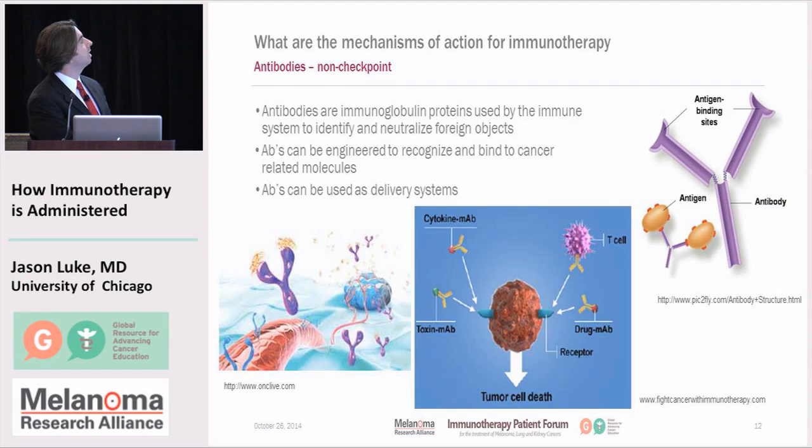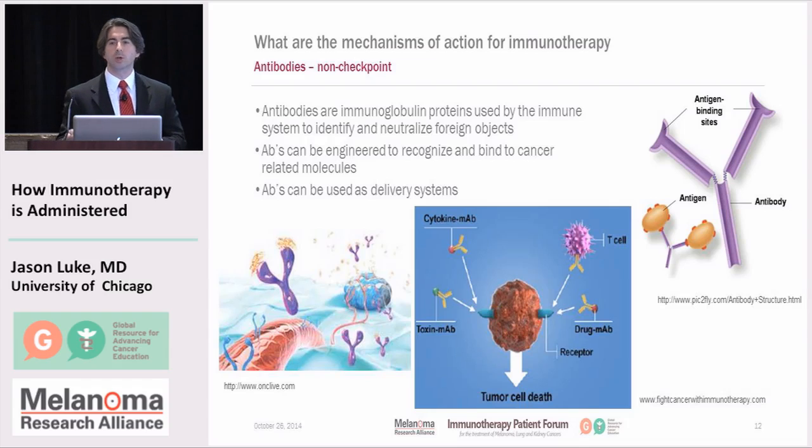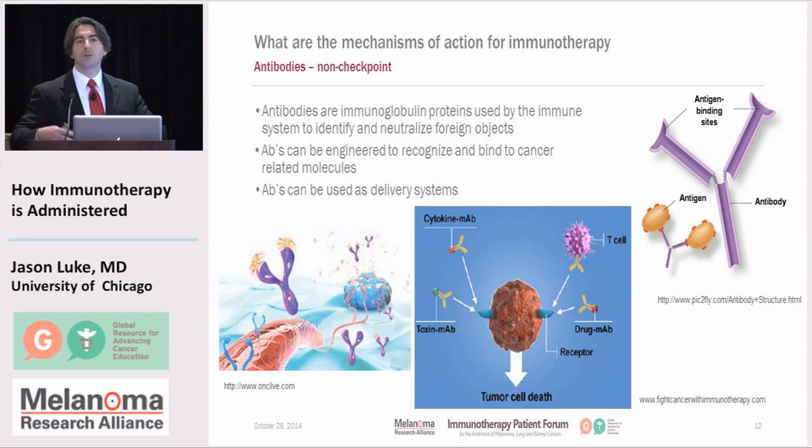The antigen-binding sites are at the edge out here. And so these can basically act like traps. You infuse them into the body, and they can connect onto things. That can induce other immune cells to attack whatever that is, or whatever it connects to actually gets cleared out of the body. Antibodies, therefore, can be engineered to recognize and bind to cancer-related molecules.